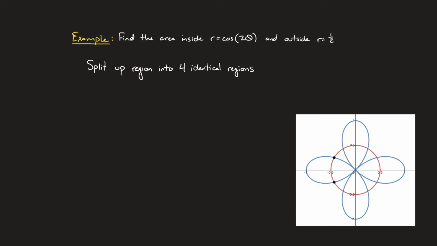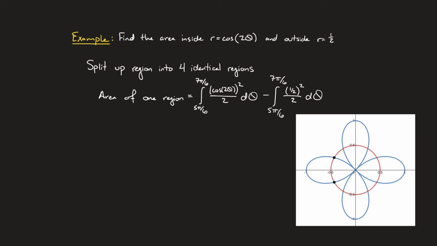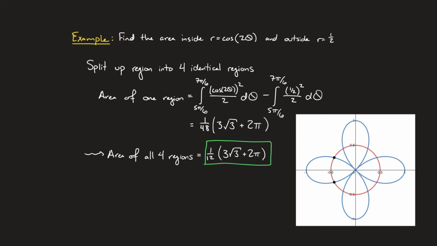Therefore, to find the area of this left region, we take the integral from 5 pi over 6 to 7 pi over 6 of cosine of 2 theta squared over 2, and subtract off the integral from 5 pi over 6 to 7 pi over 6 of 1/2 squared over 2. Computing this integral, we find that the area of one of the regions is 1 over 48 times 3 square root of 3 minus 2 pi. Finally, we multiply this by 4 to find that the area of the entire region is 1/12 times 3 square root of 3 minus 2 pi.